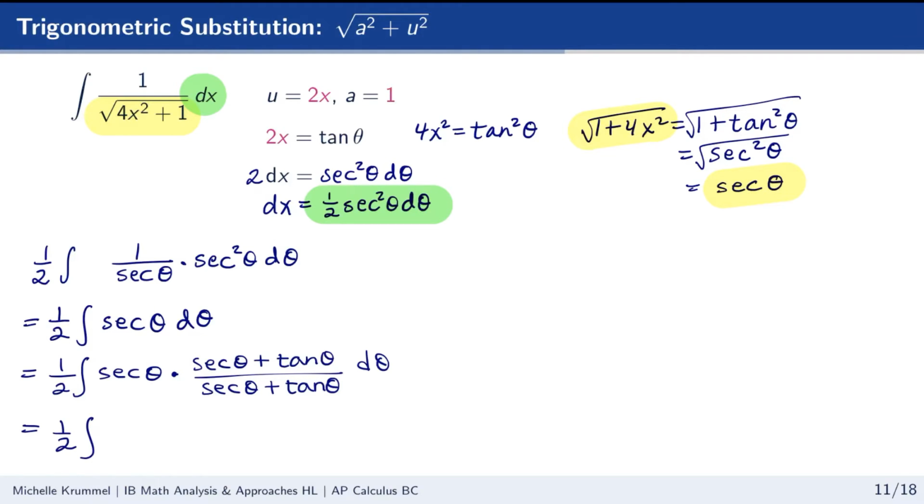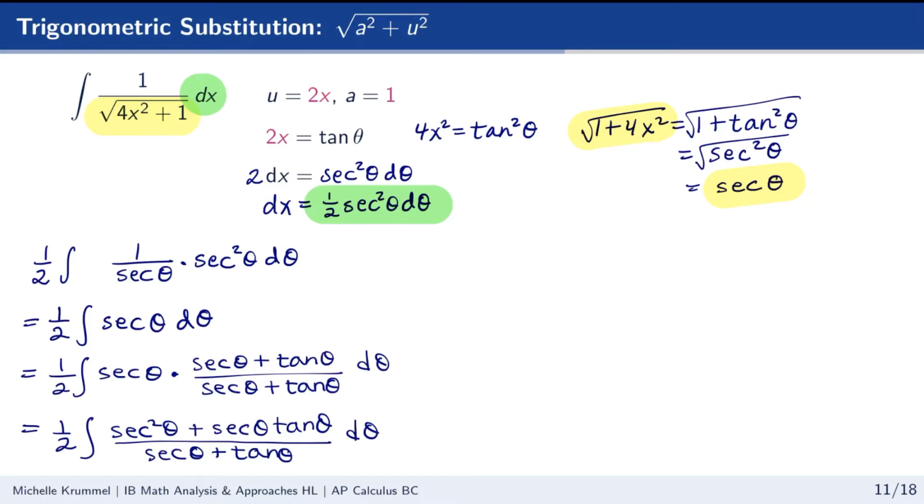When we multiply out the numerator, we have secant squared theta, which is easy to integrate, plus secant theta tangent theta, which is also easy to integrate. Those are both recognition, over secant theta plus tan theta d theta. But we also have something else very convenient happening here.